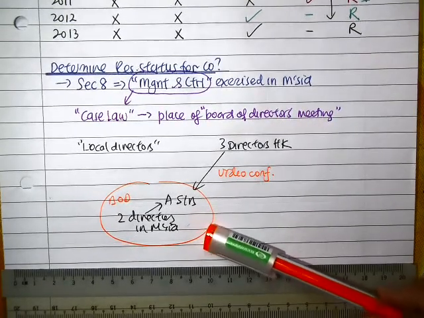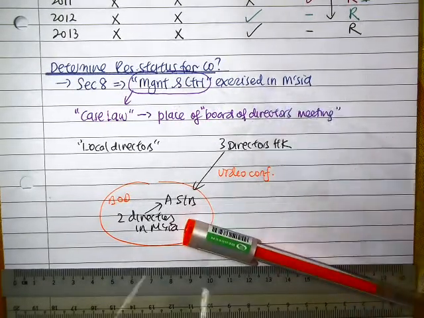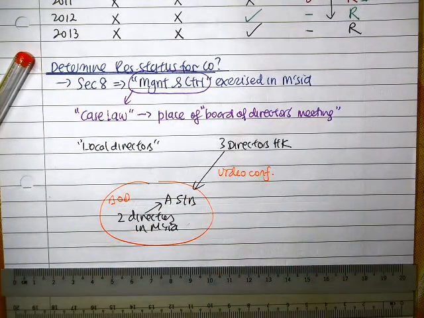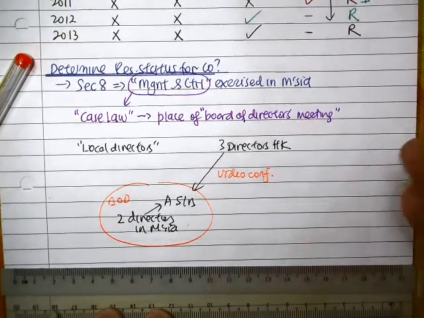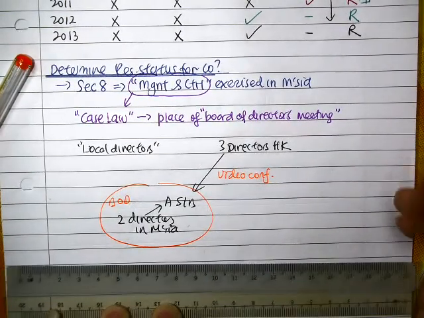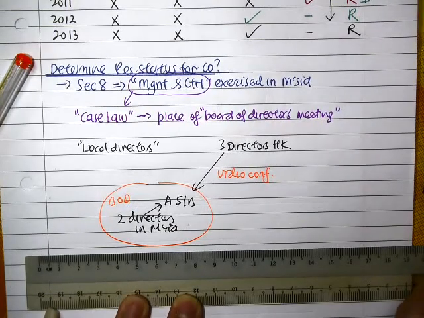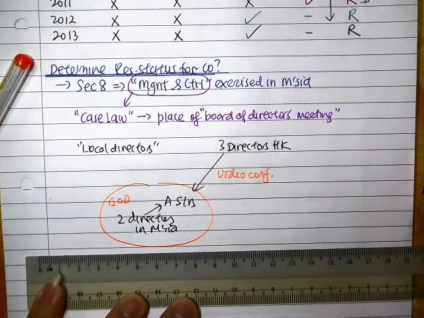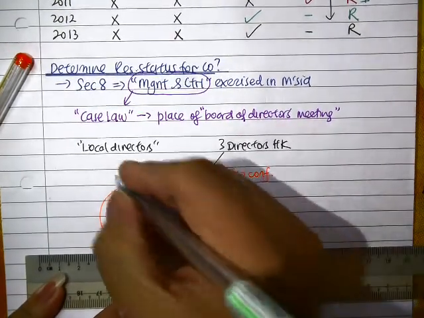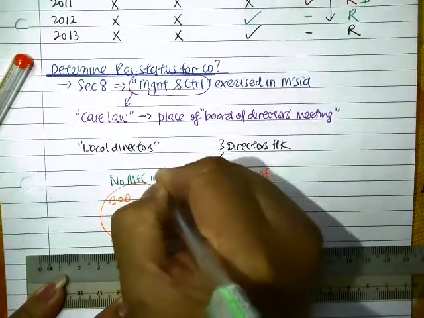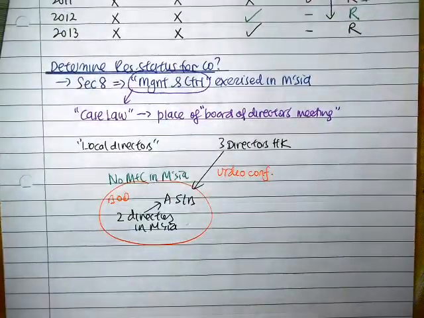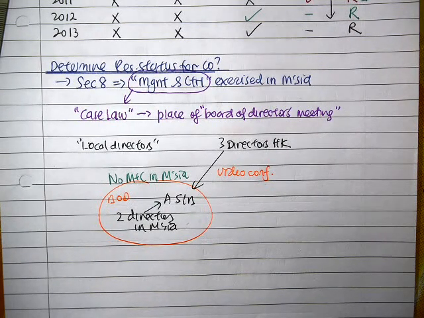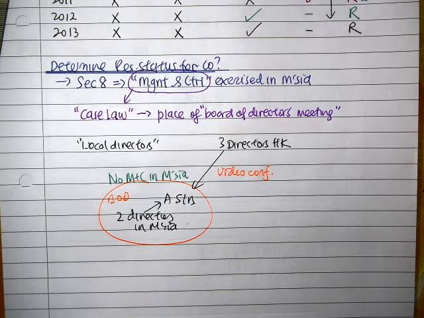But in this case, can you still say that the management and control is exercised in Malaysia? Now it's a bit different now. Because even though the 2 directors are in the country, because you're having 3 directors in Hong Kong, you realize that the majority of the power to make decision has been reserved at Hong Kong. So in this case, you cannot say that the management and control is in Malaysia. So like this, there is no MNC in Malaysia. Then in that case, you don't call it a resident company. Follow? Okay? Now that's the rule on how you determine the resident status for company.